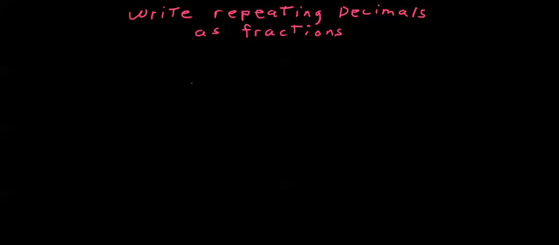Hello, this is a short video presentation on how to write repeating decimals as fractions. So let me write that down. For instance, if I had a number like 1.7 repeating, how could I write that as a fraction?